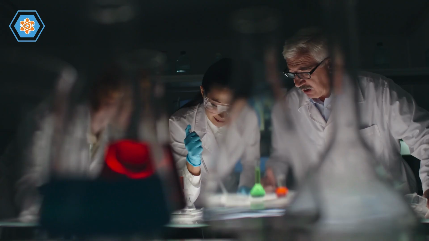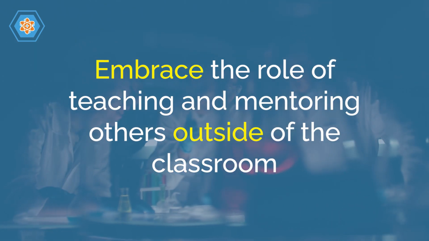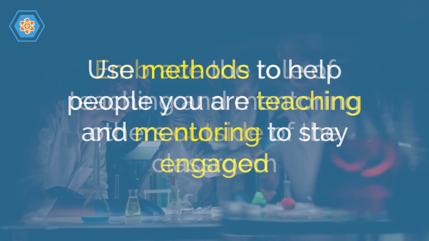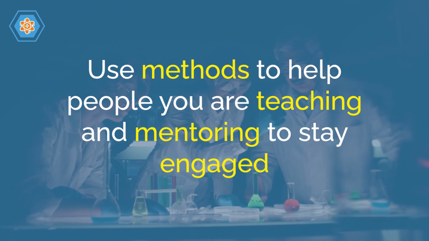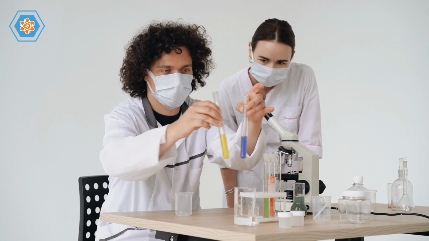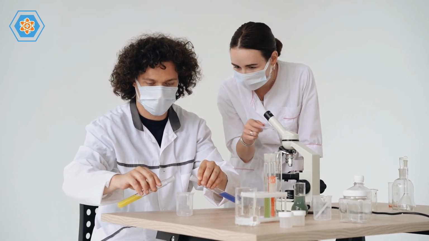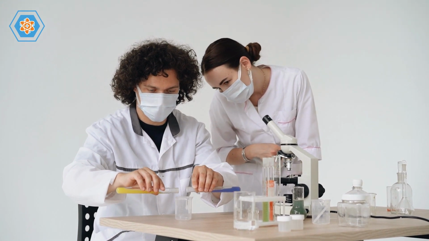So how to do it better? Well, it's really embracing that role of teaching and mentoring others outside of the classroom. It's using methods to help the people that you're teaching and mentoring to stay engaged. Really understanding that an engaged learner is an effective learner. They're going to learn more, they're going to be more interested and like you more as a result.